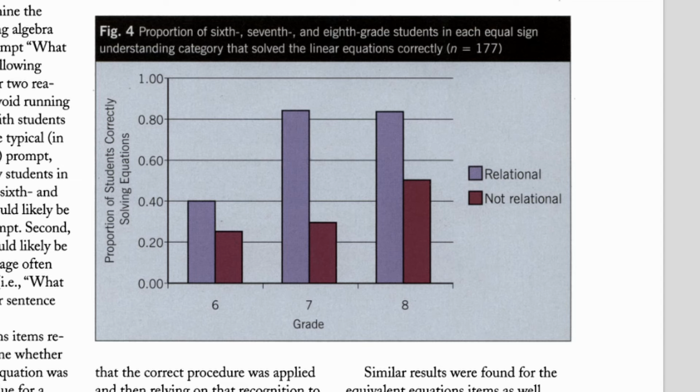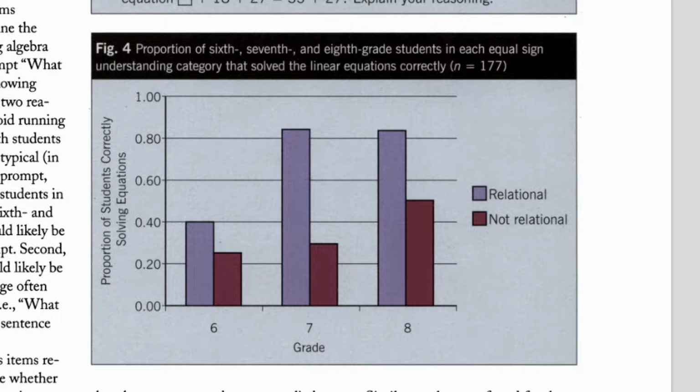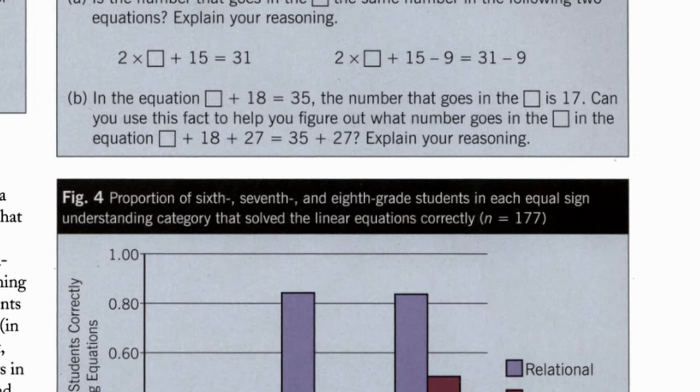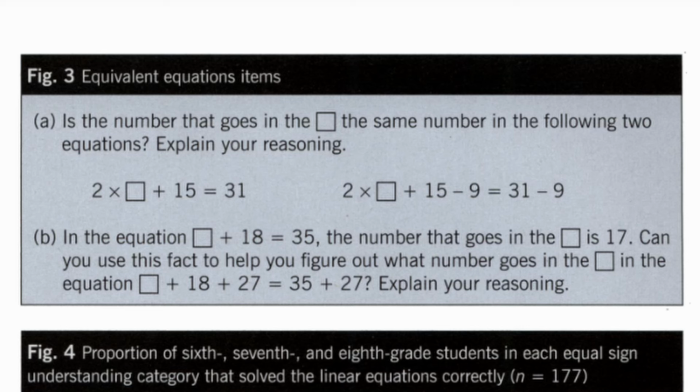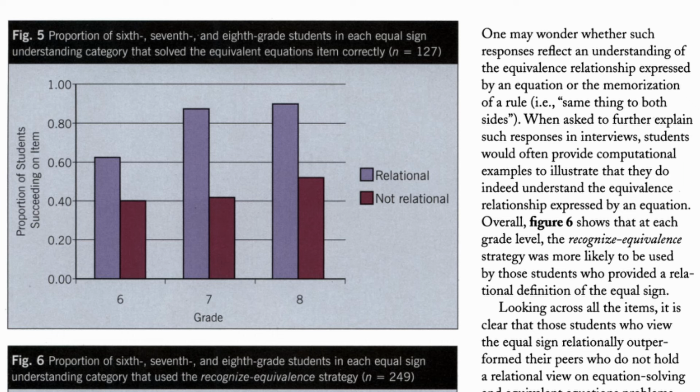And then in grades 7 and 8, over 80% of the relational understanders got it right, whereas for the non-relational understanders, it was down at 30% in grade 7 and still only 50% in grade 8. Then they also gave them some equivalent equations. So these are slightly more complicated ones, but the same principles apply. You can see the questions here. And for these ones, again, a similar pattern.